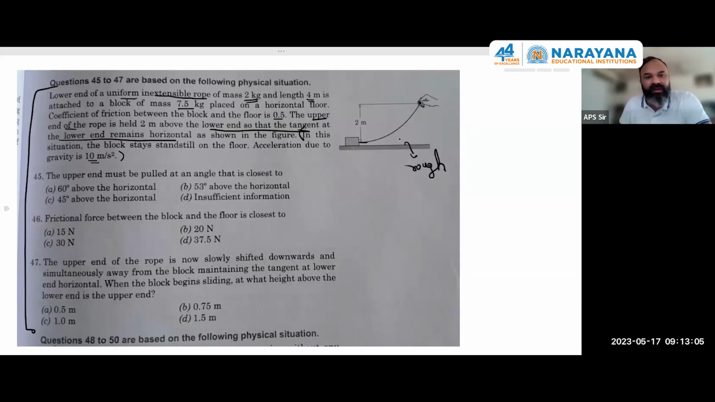The question is, what is the angle at which the upper end must be pulled? The upper end must be pulled at an angle that is closest to... Now, basically, what is the target of this guy? The target is to move this block. And he wants me to find out the angle at which I should try to pull. Just read this carefully and think, how will we approach it?